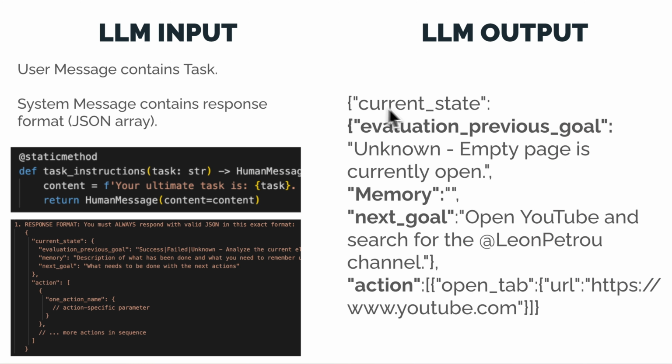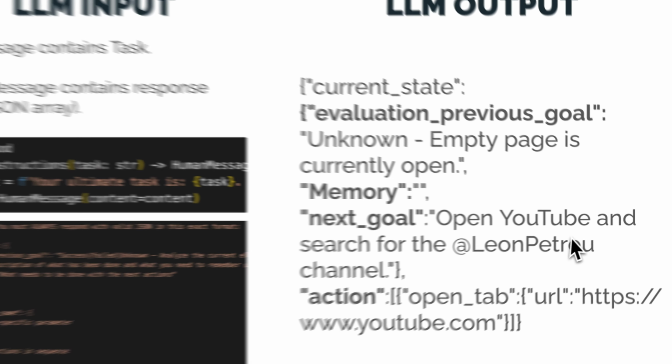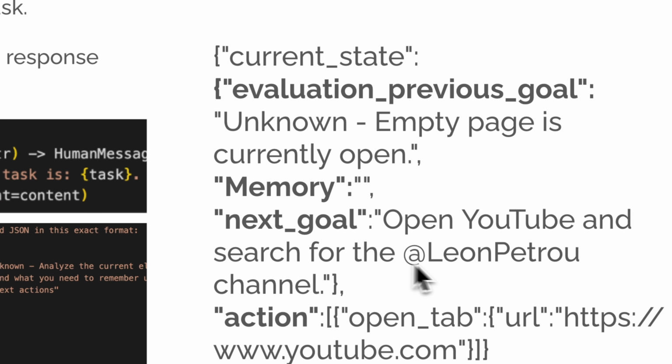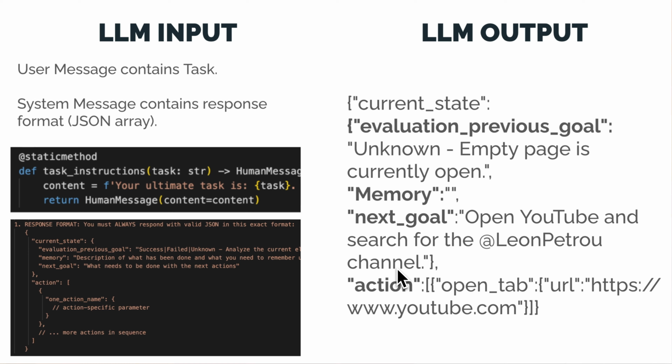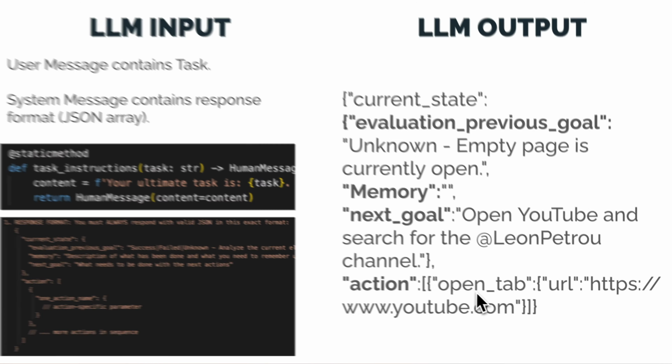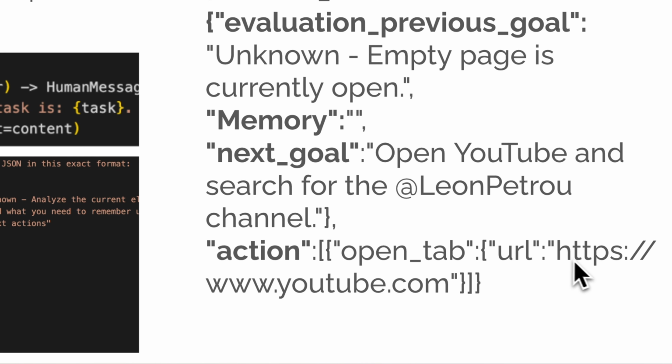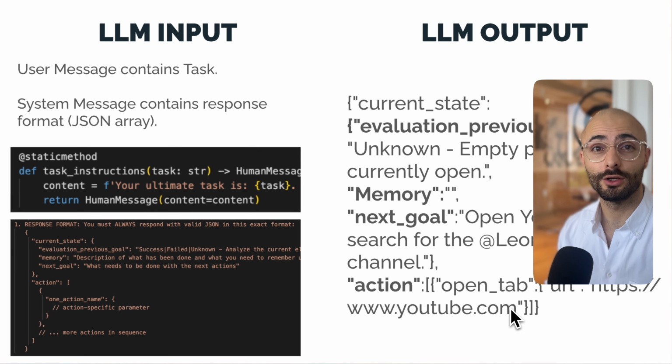It'll contain the key current state, then the key evaluation previous goal, then memory. The value in this case is empty because it's the first step, so there's no memory that it has. Then it has next goal. Then the next prediction is open YouTube and search for the Leon Petru channel. So that's what it wrote as the first step that it needs to do. And then the action, and this is where it generated the action that it actually needs to take, which is the open tab and then the link that it needs to go to. So a lot of magic is actually happening here in this action, and I am going to explain how that works in the controller section.